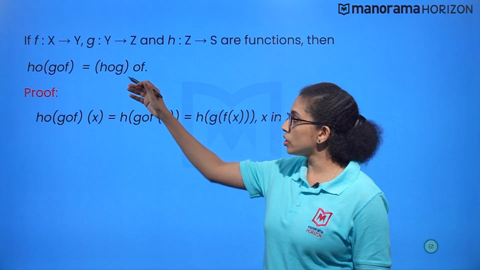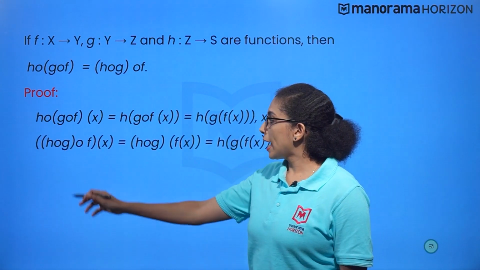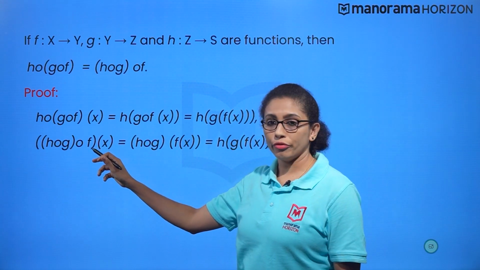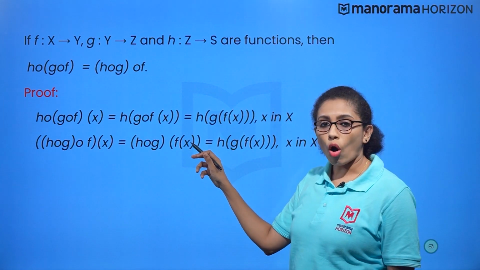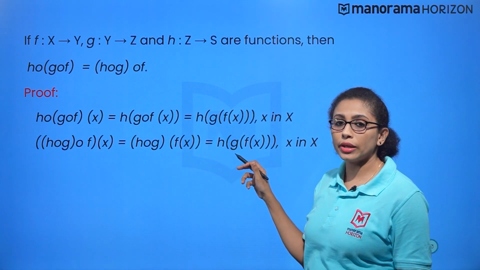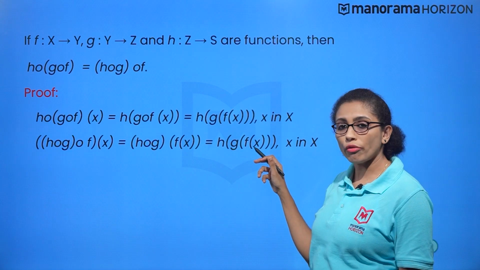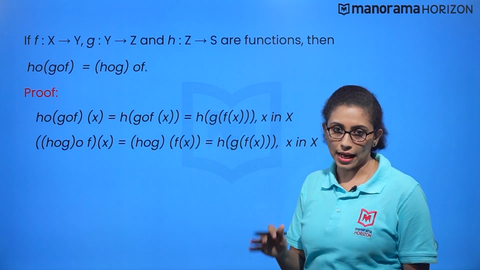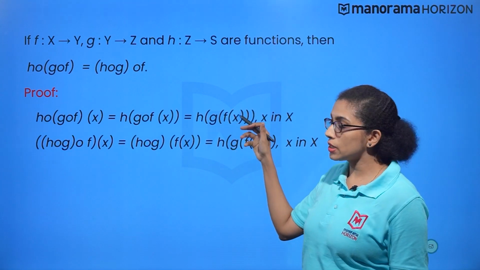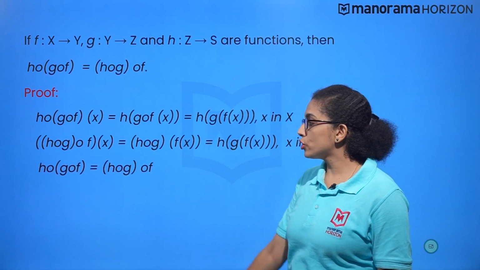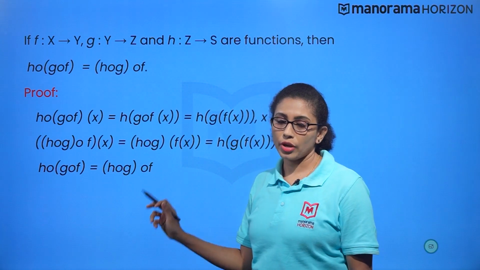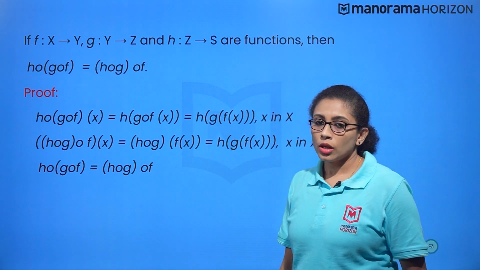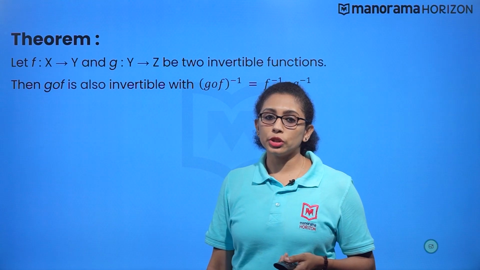Now take the RHS, that is h of g of f of x, which can again be written as h of g of f of x for all x in x. So, comparing these two, we can understand h of g of f will be equal to h of g of f. Hence proved. Now, next theorem, theorem number 2.